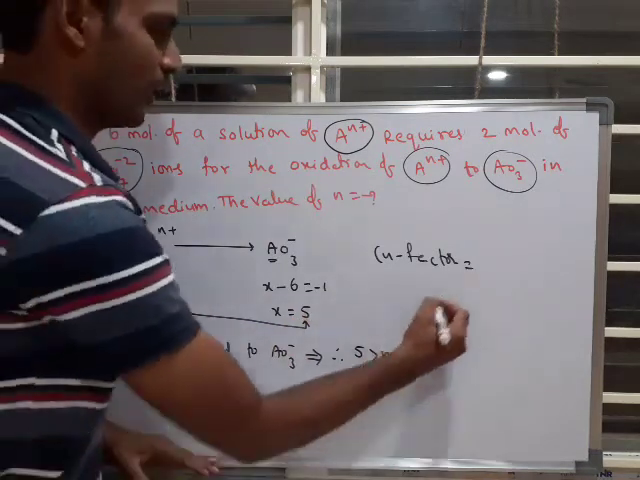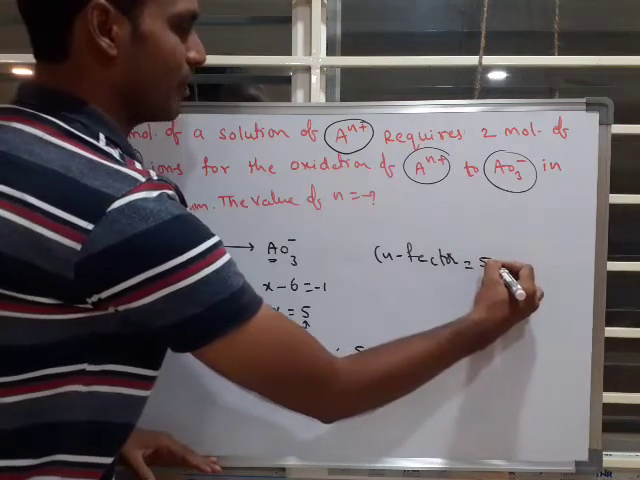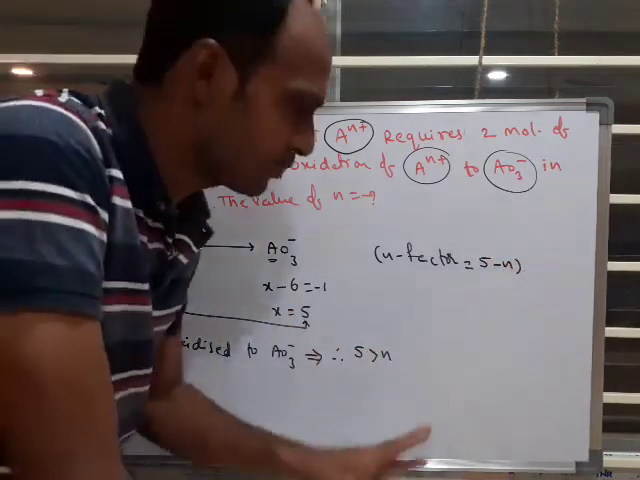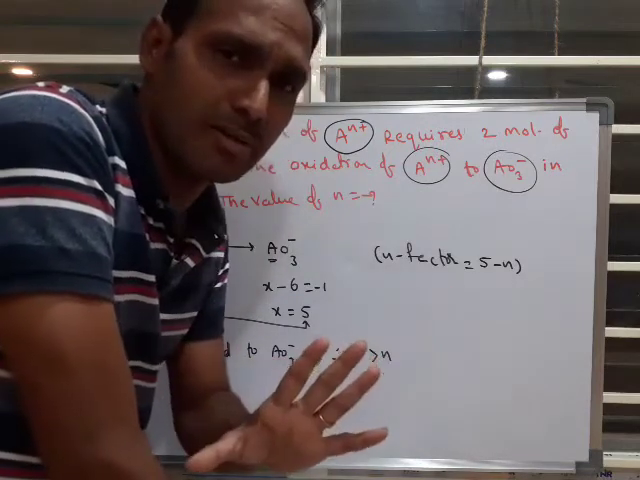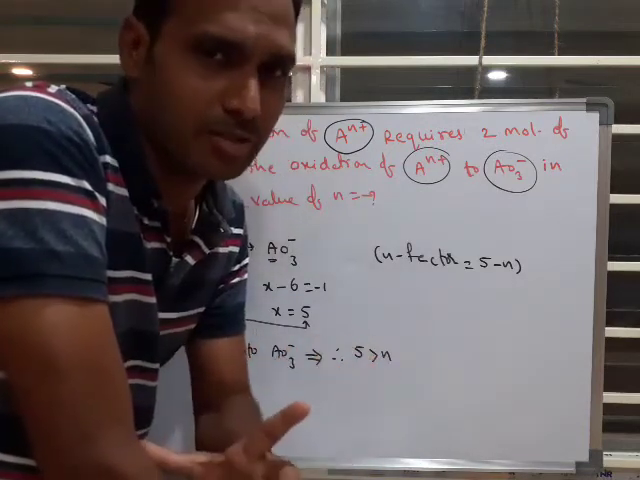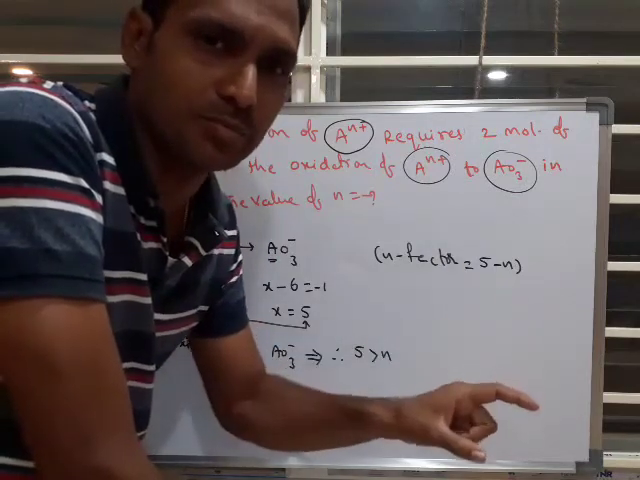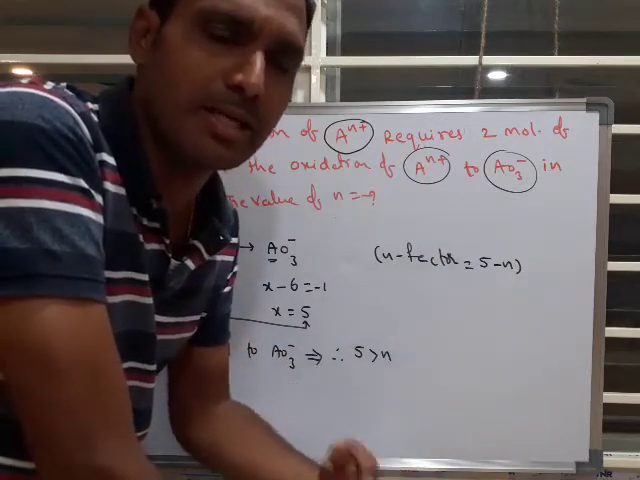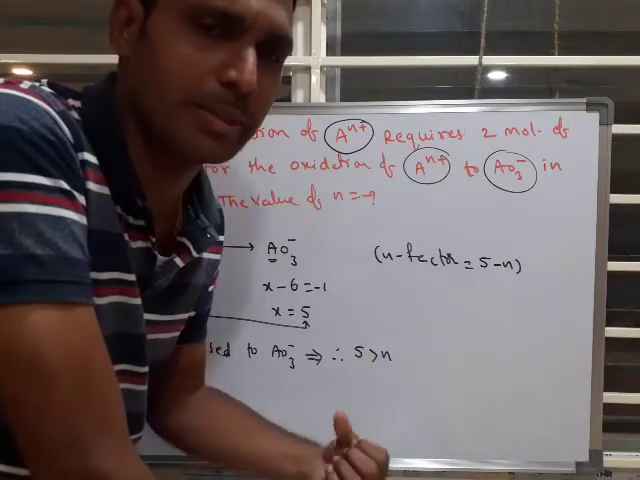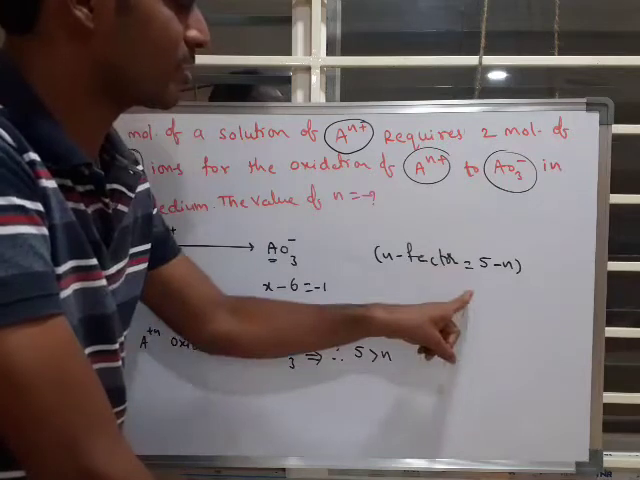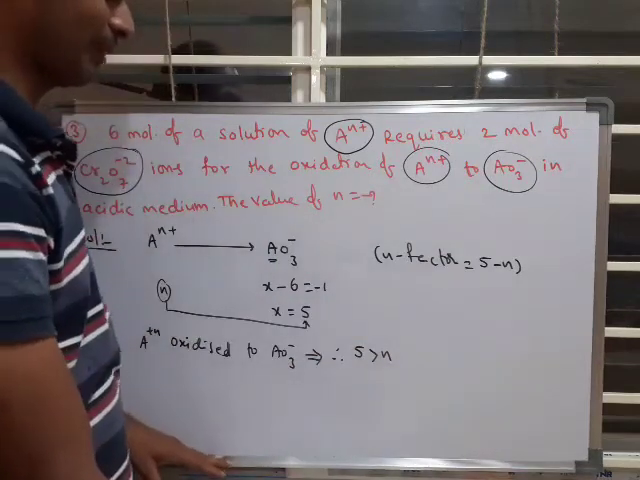So therefore we can write the n factor is equal to the difference, 5 minus n. The n factor is the change in the number of electrons, losing or gaining. It is 5 minus n, with 5 as the highest, because the oxidation number is increased. So it is the highest minus the least, that is 5 minus n.